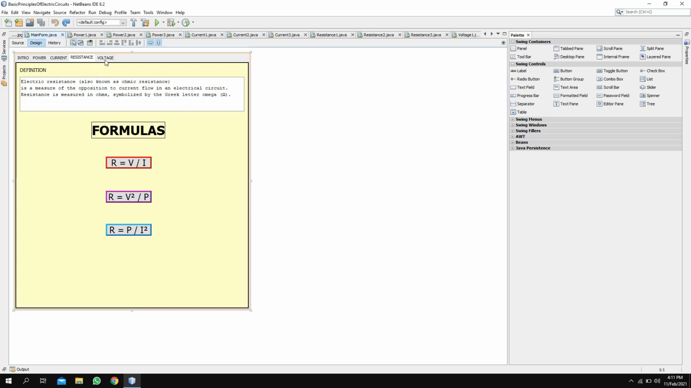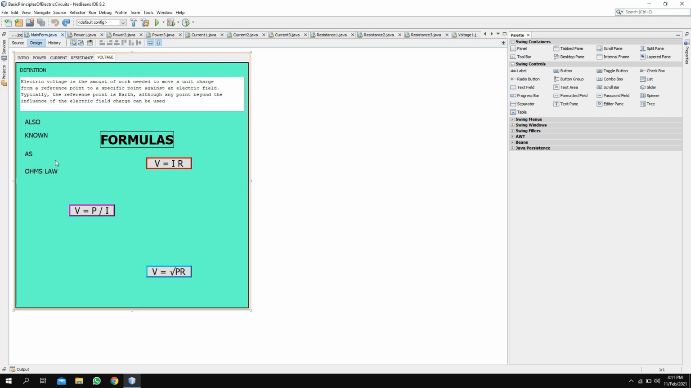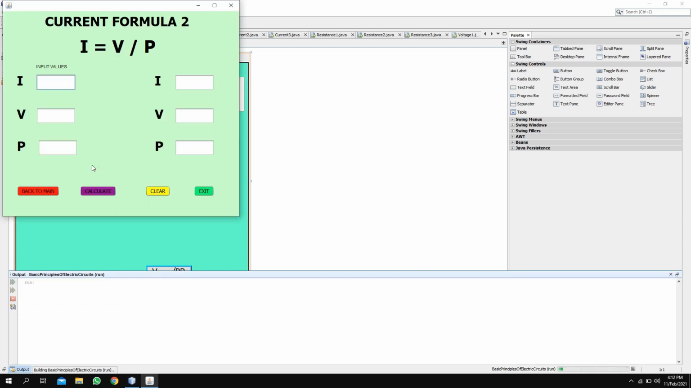over I squared. And for voltage, which is related to Ohm's law, it is the amount of work needed to move a unit charge from a reference point to a specific point against an electric field. So for the formulas, we have V equals IR, V equals P over I, and V equals square root of PR. So I will try to run this program.